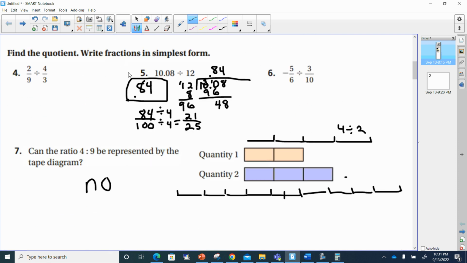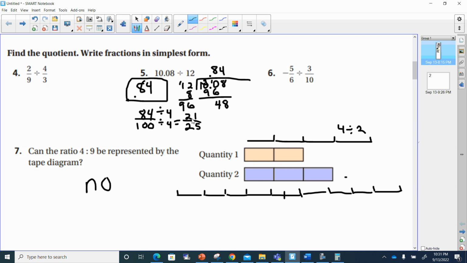Find the quotient, right? On number 5, I'm finding the quotient. I'm taking 10.08 and dividing it by 12. When I do this, I realize I have to put a 0 over here. 12 times 8 will give me 96, so I put my 8 after my decimal place here. It gives me 48, and 12 goes into 48 4 times. My answer has to be 0.84.